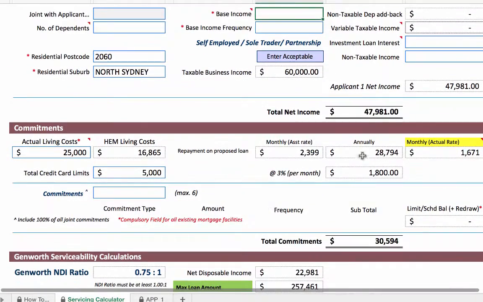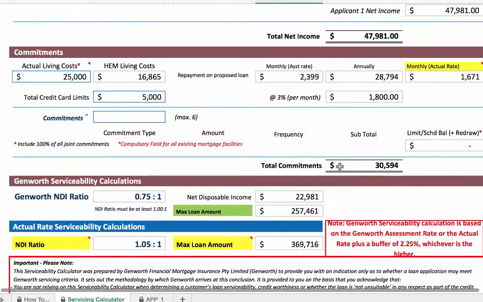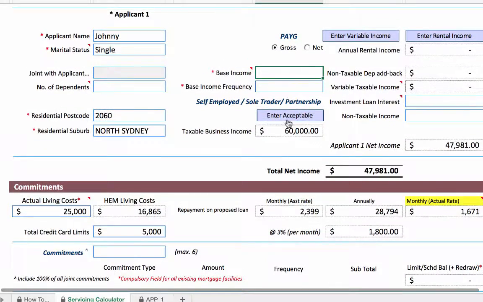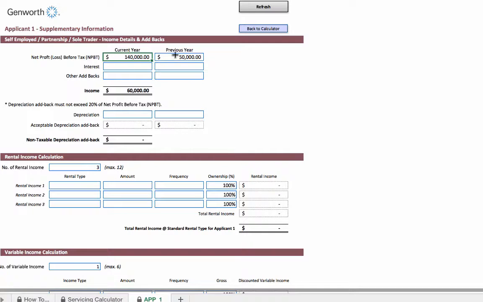Okay, so his net income 47,981. His net ratio is 0.75 to 1. So he's going to fail. He's not going to get a loan with a lender that is going to average his 2 years worth of income out.